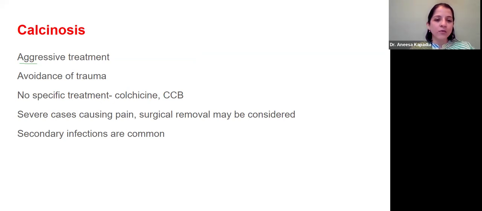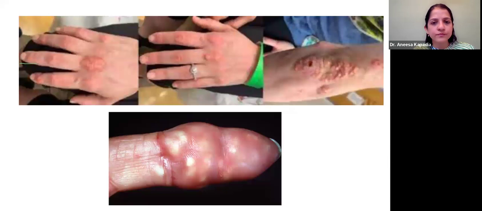Colchicine, calcium channel blockers have been mentioned as treatment for calcinosis, but they are not necessarily very effective. Sometimes the calcinosis can be very severe, it can get infected, and therefore we might need to remove it surgically, although it can reoccur at the surgical site. So this is again a difficult thing to treat.